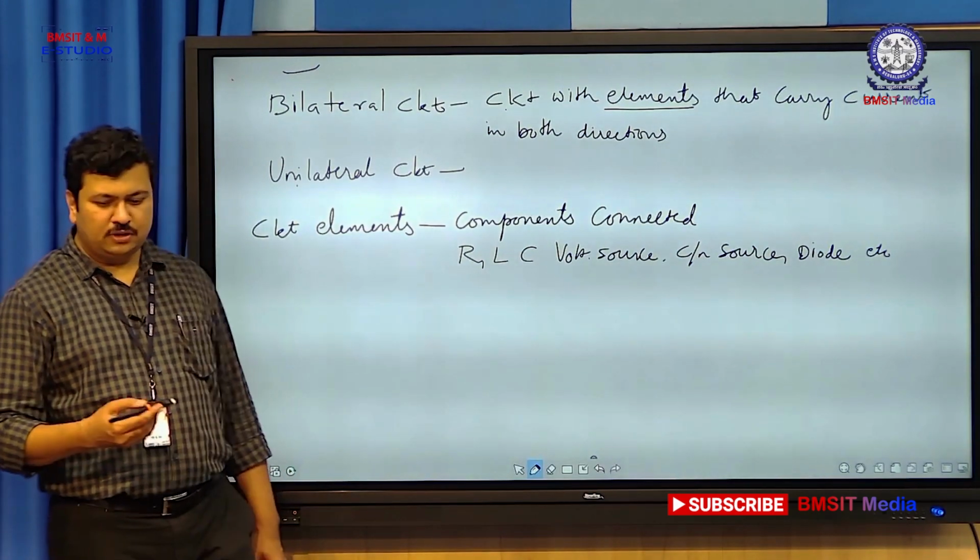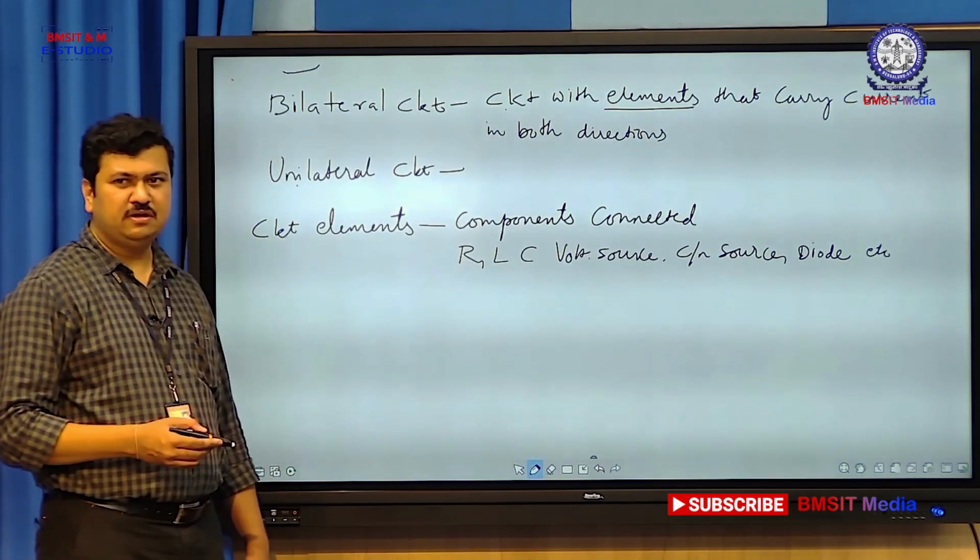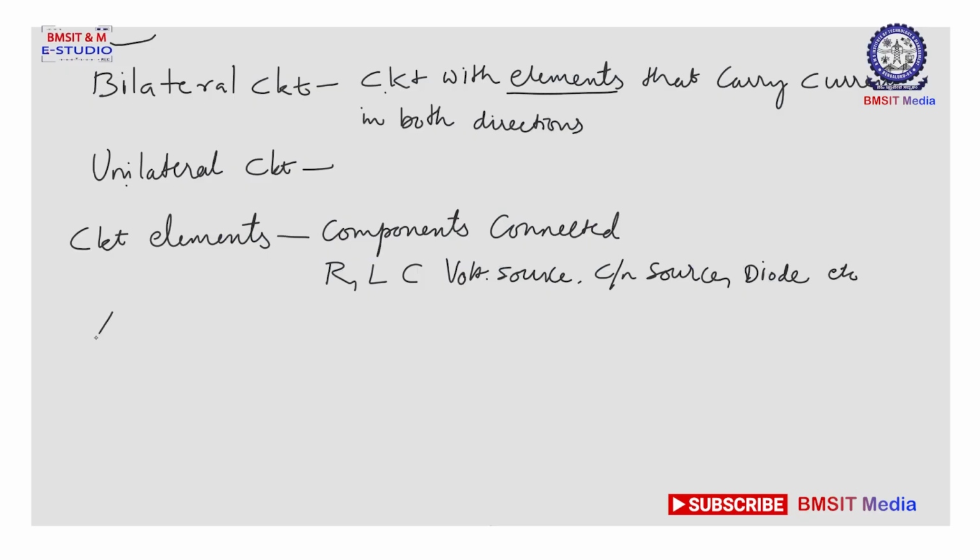Then there are two types of elements we have. In the circuit elements given, there are two types of elements. One is the active element and the other is the passive element.